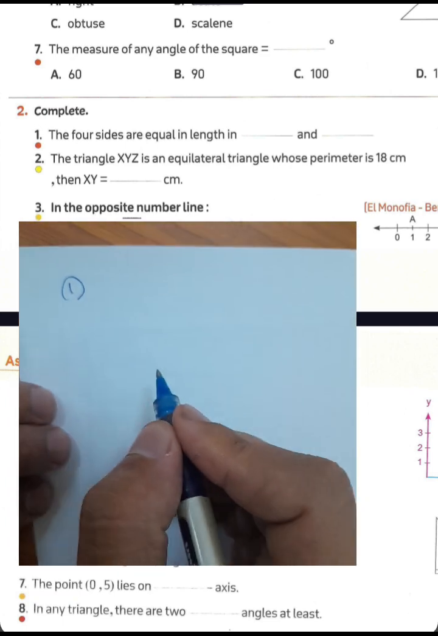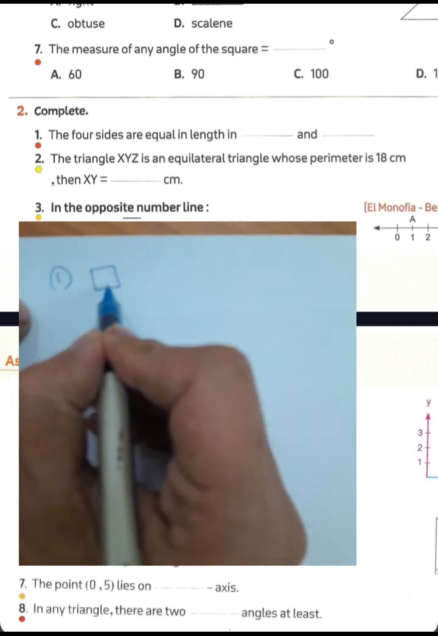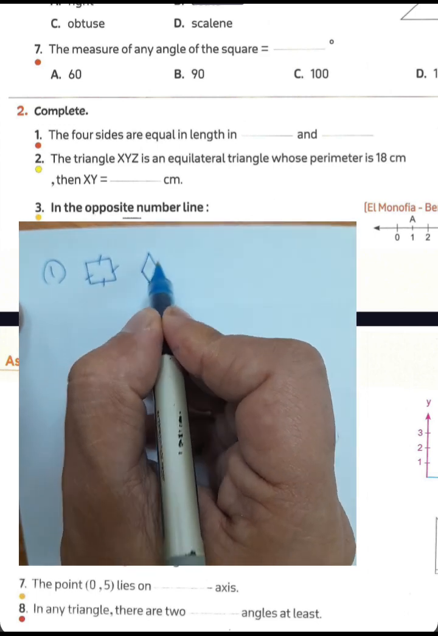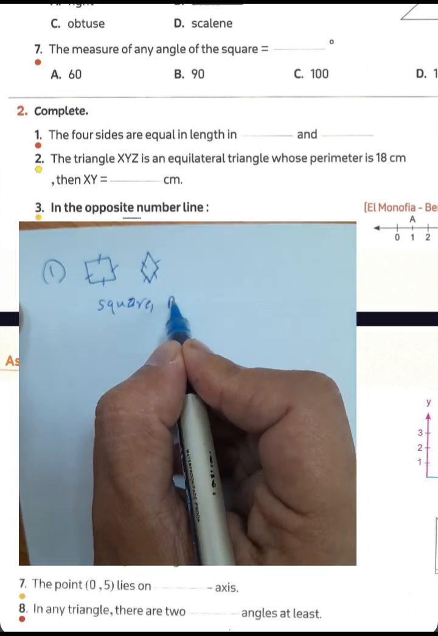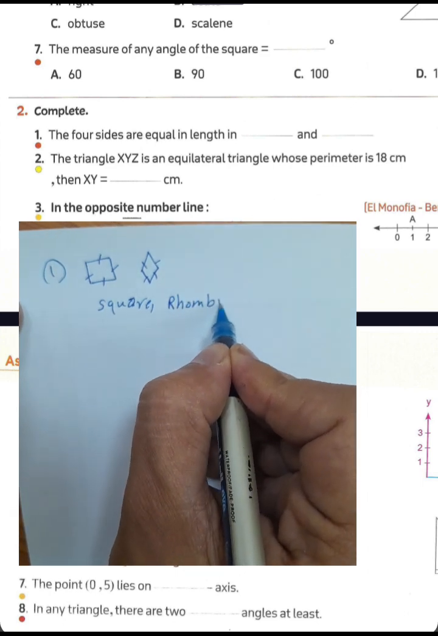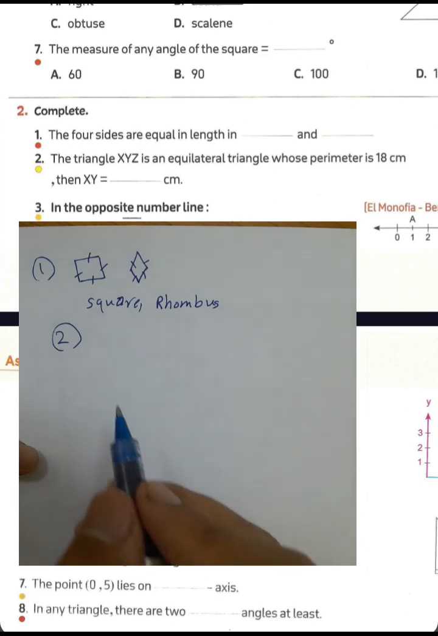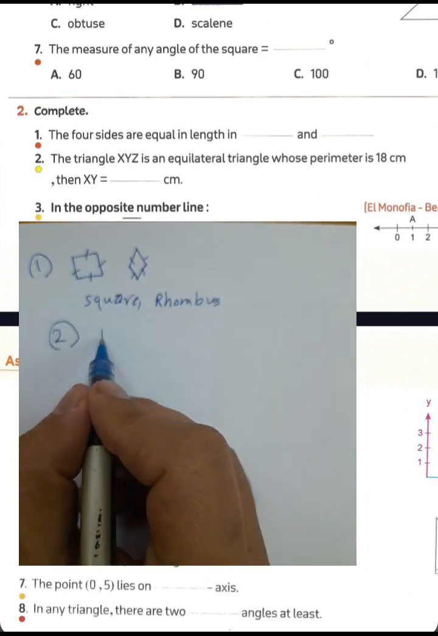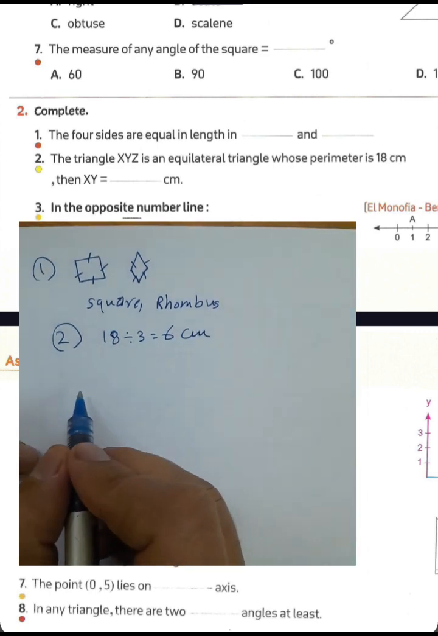Number 1. The 4 sides are equal in length in square and rhombus. We can write square and rhombus. Question number 2. The triangle XYZ is an equilateral triangle whose perimeter is 18 centimeters, so XY equals. We can find the length of one side by dividing by 3. 18 divided by 3 equals 6 centimeters because we have an equilateral triangle.